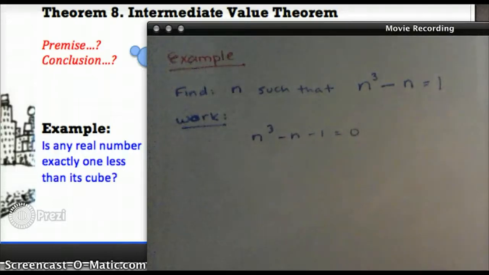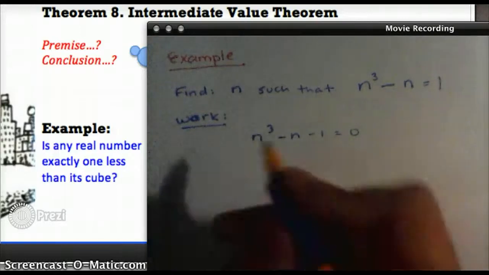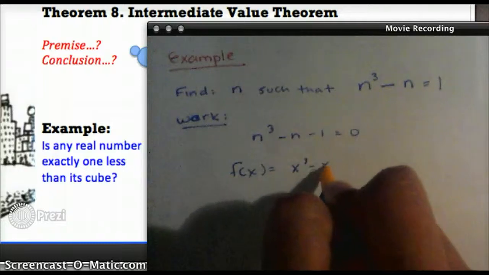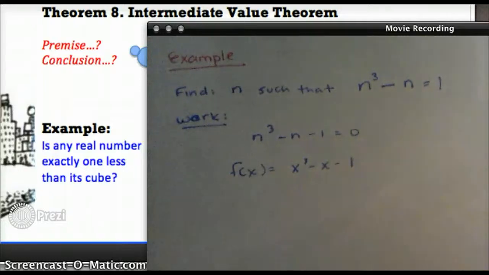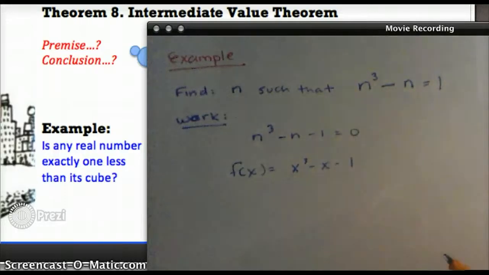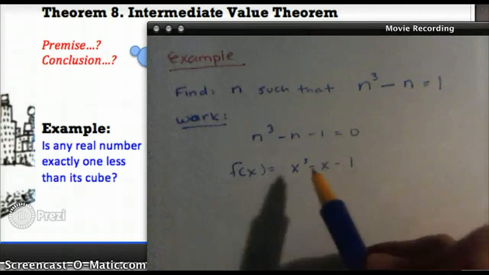However, we have the intermediate value theorem. And if you think of this as a function, the function f of x equals x cubed minus x minus 1, we can think about the y values of this function. We want to know whether this function has a y value of 0 anywhere, and we want to do this without using technology.